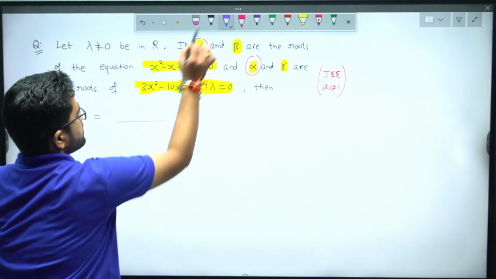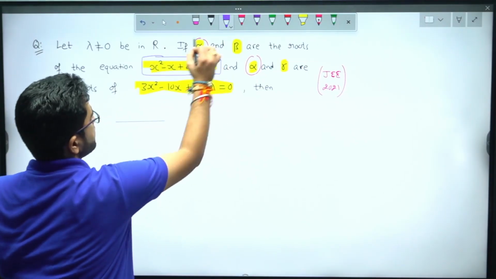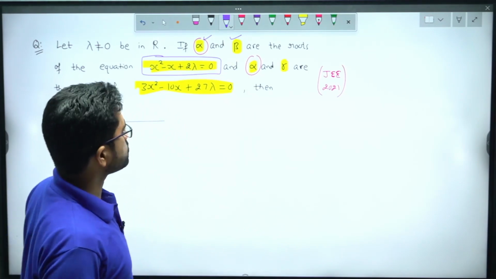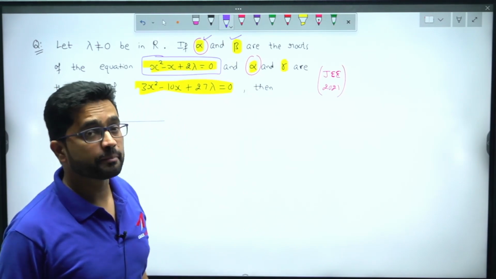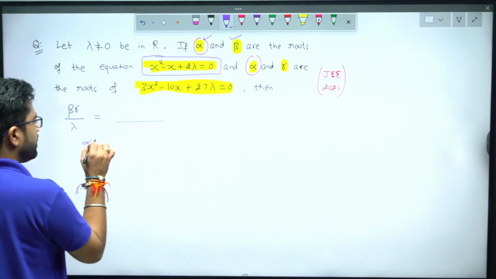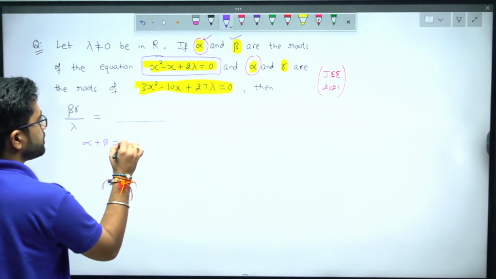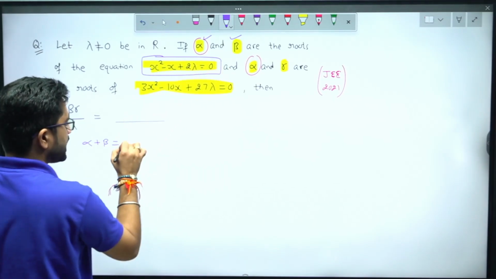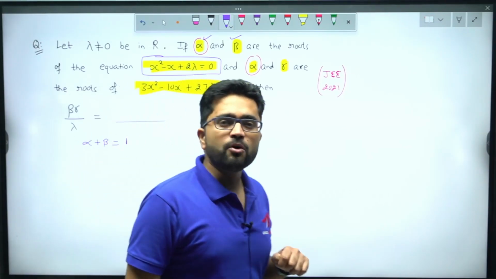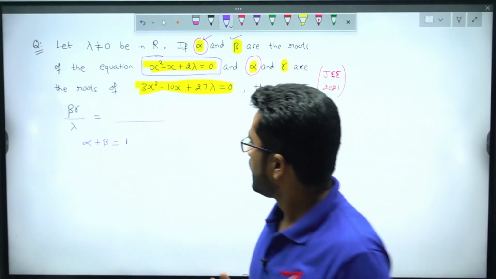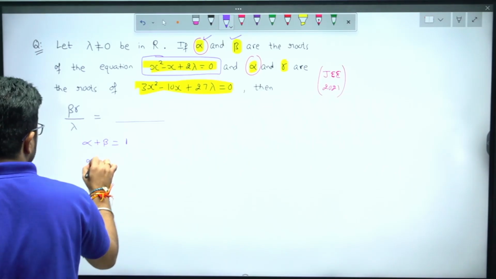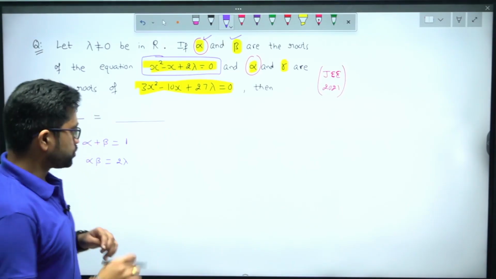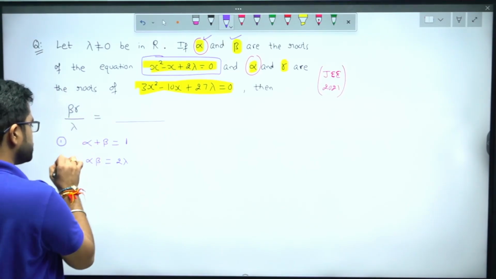It says the first quadratic equation has roots alpha and beta. What can be a generic conclusion from this data? Alpha plus beta is the sum of roots, minus b by a, so it has to be 1. And the product of roots, alpha into beta, comes out to be 2 lambda. So this is my equation number 1, and this is my equation number 2.